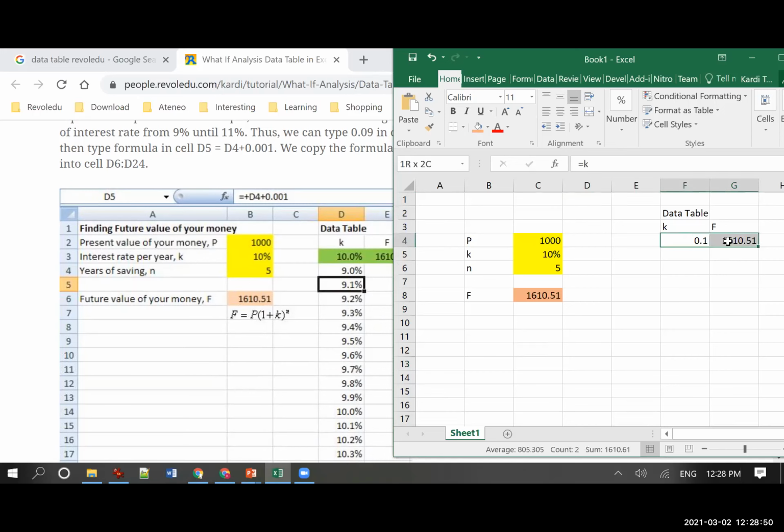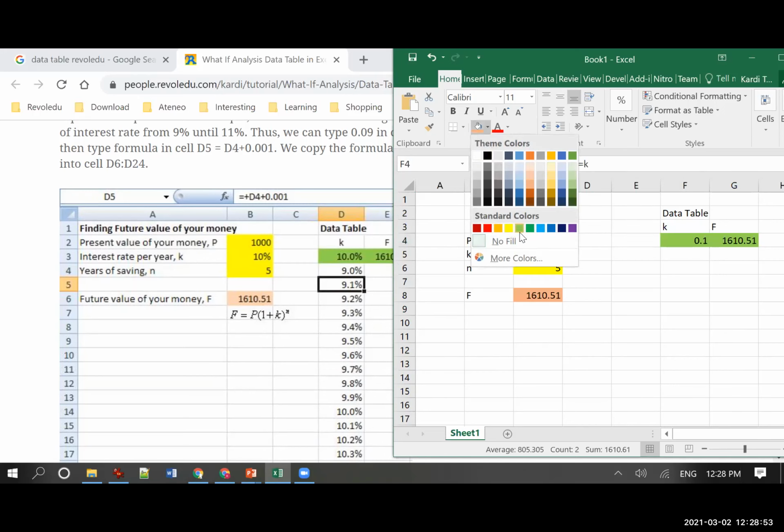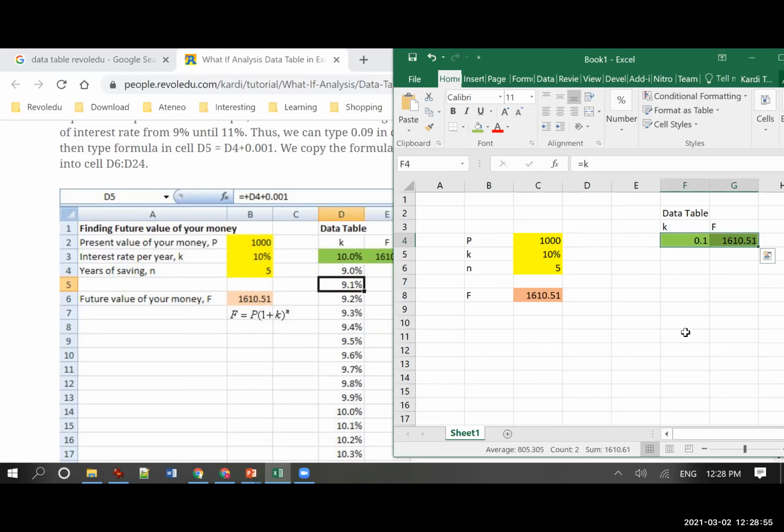So this is your first. I will put this green so that you will see this is the first part of the data table. Here I can put it as percentage. Then I can put any value. For example, I want to put 1%, so 0.01.